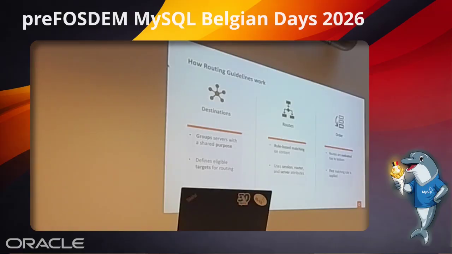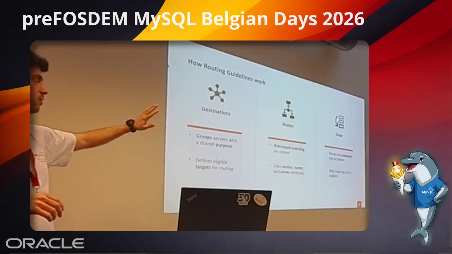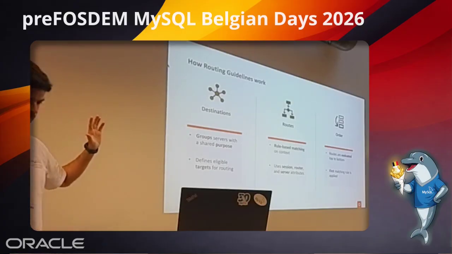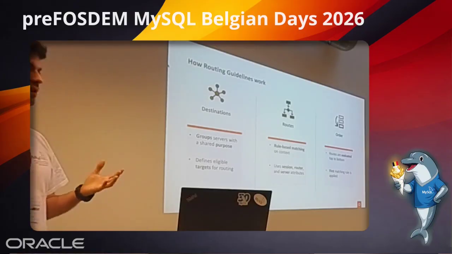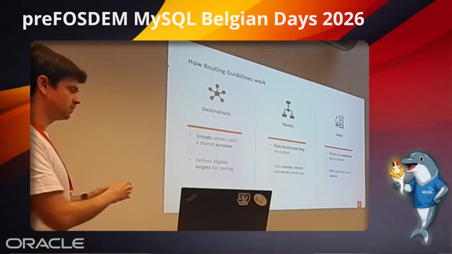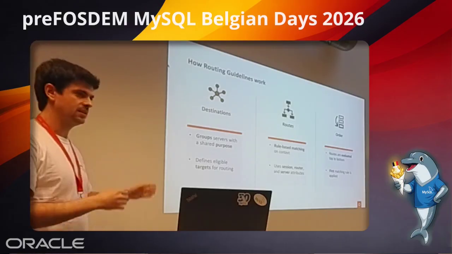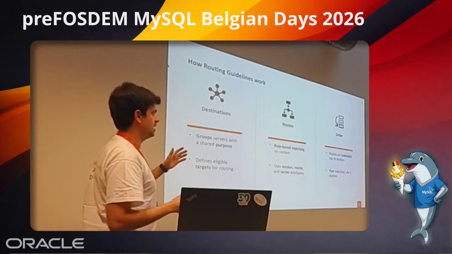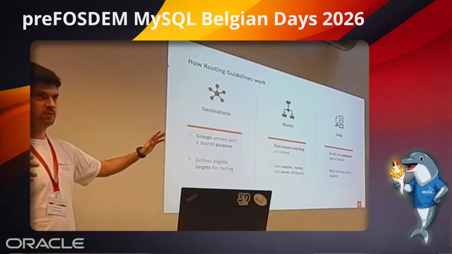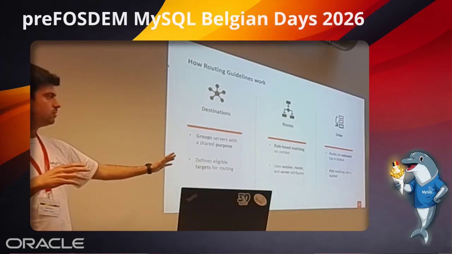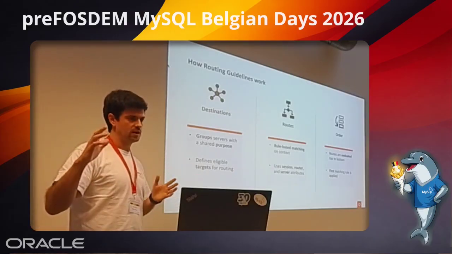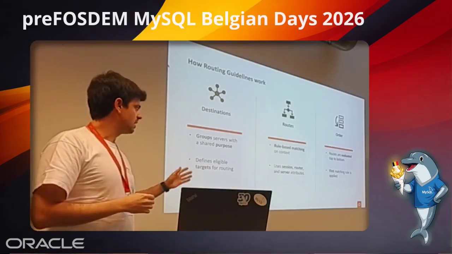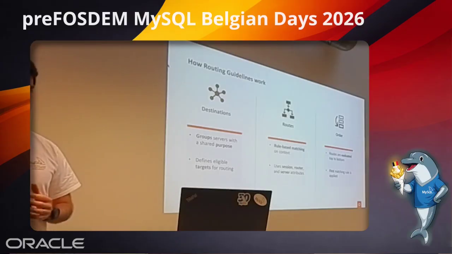So how does this work? They are composed of two main components, which are destinations and routes. Destinations group servers based on a rule. So those servers are grouped for a purpose. That defines eligible targets for routing. Those are the destinations. About the routes, they are the policies for routing. So also using rules, you can define how a specific connection should behave according to those rules, and they use those attributes of session, router, and server.